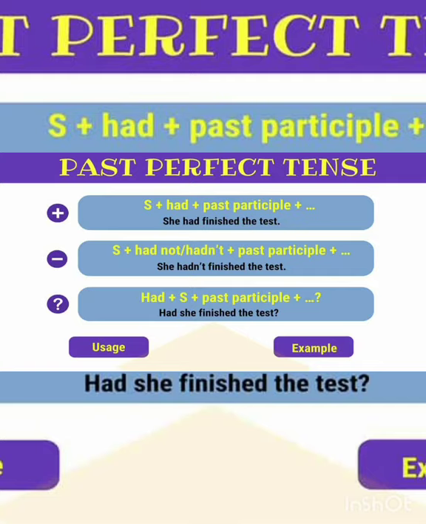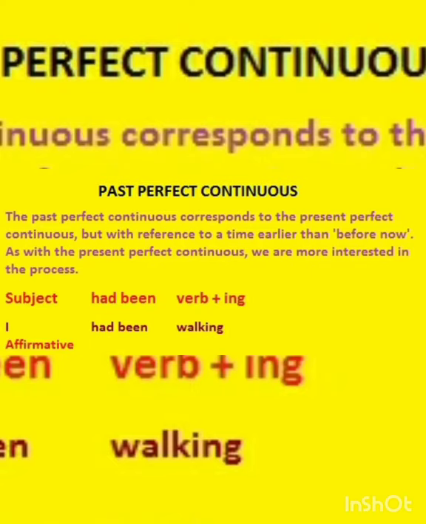Well, now let us see the use of past perfect continuous tense. The fourth type of past tense, that is past perfect continuous tense.